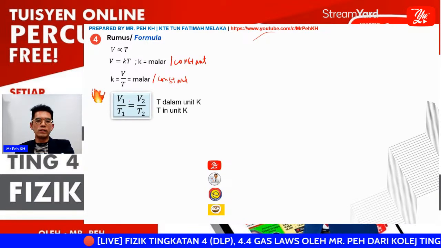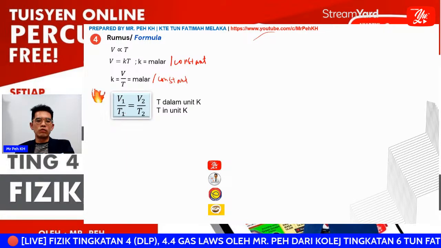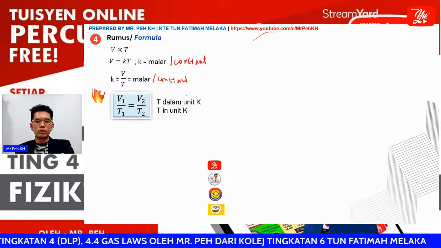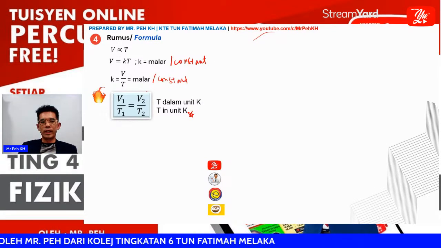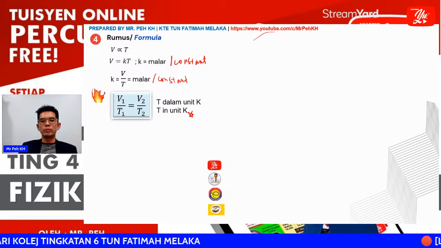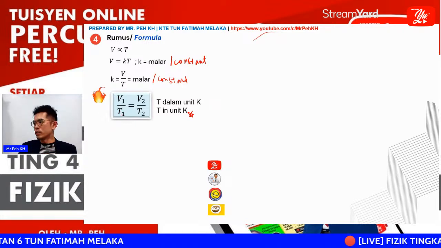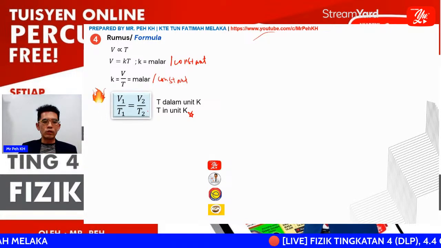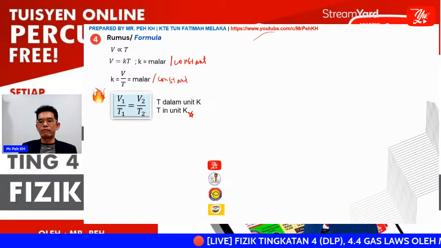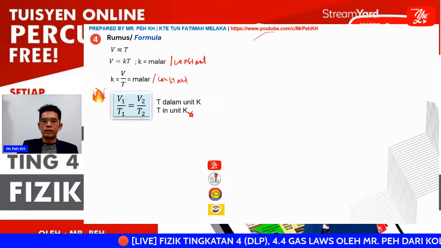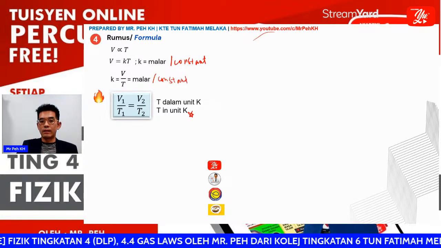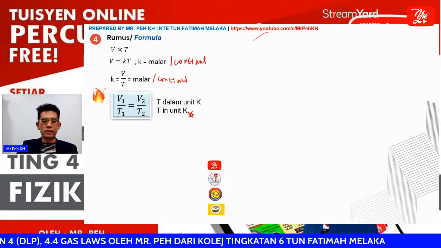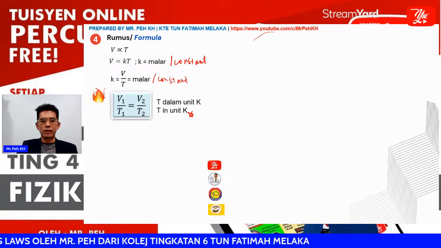Okay, so the formula applied will be V1 over T1 equal to V2 over T2. So your T must be in Kelvin. Okay, so again, V1, T1 will be the initial volume and initial temperature. And then V2 and T2 here will be the final volume and final temperature. So the problem solving by applying this formula will be at learning standard 5. Okay, later on I will discuss with you all a few questions.